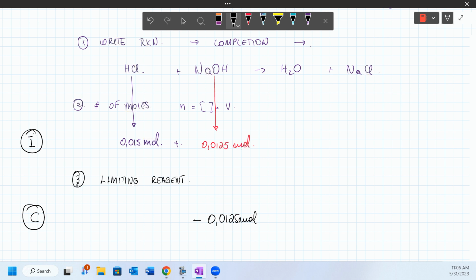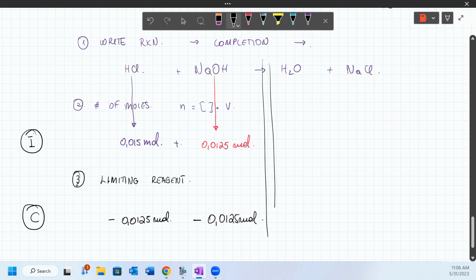So that is minus 0.0125 moles. Which means that on the other side of the reaction, on the product side, you will have, even though water doesn't affect anything, keep in mind that they may ask you questions such as how many moles are formed, or what is the number of moles that is formed. So keep in mind this.